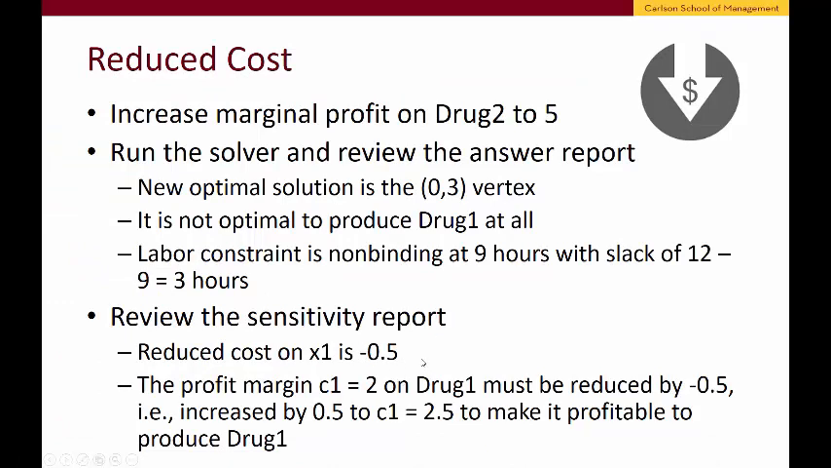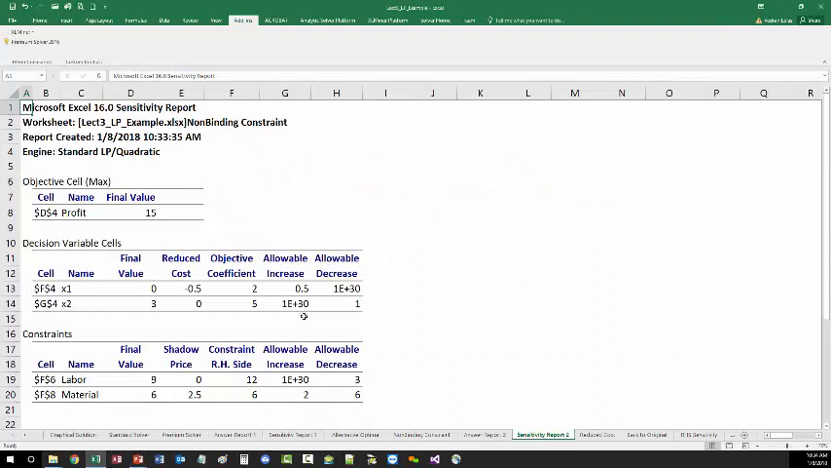Specifically, we're going to be looking at the reduced cost on X1, and drug 1 is now not a 0. It's a non-zero number. It's negative 0.5. Basically what that says is that the profit margin, which is currently $2 for drug 1, must be reduced by negative 0.5, which is a double negative sentence, which means actually that it has to be increased by 50 cents to at least $2.50 to make it profitable to produce drug 1. And that is coming right from here, this number.